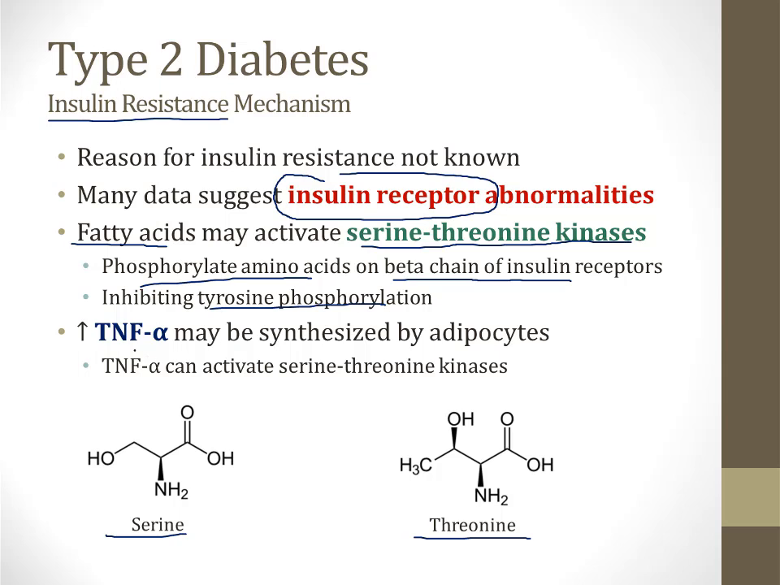Other data suggest that increased levels of TNF-alpha may lead to insulin resistance. TNF-alpha can be synthesized by adipocytes, and there's evidence that this intermediate may activate the serine threonine kinases and therefore lead to problems with the insulin receptor as I just described.